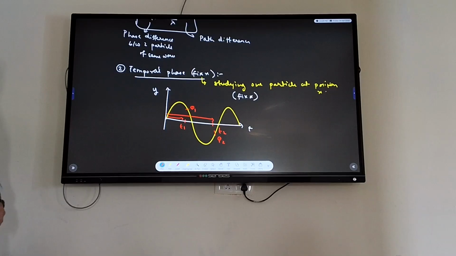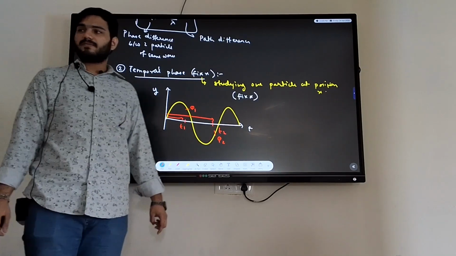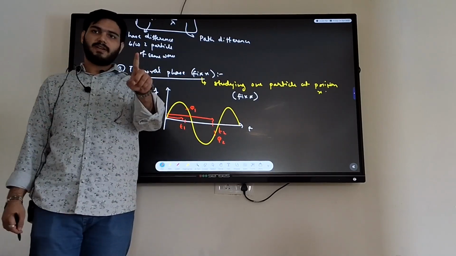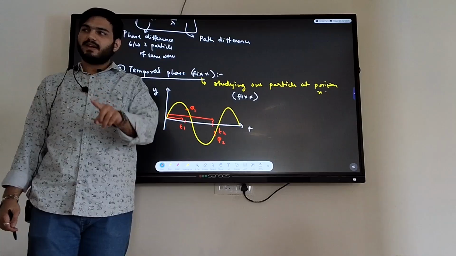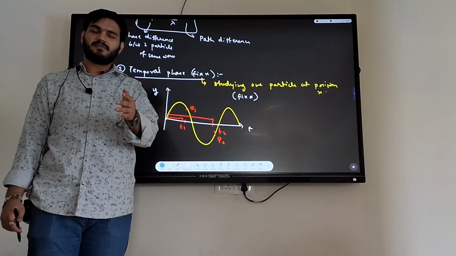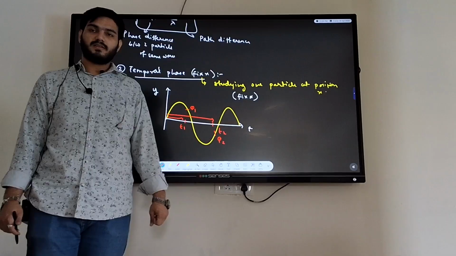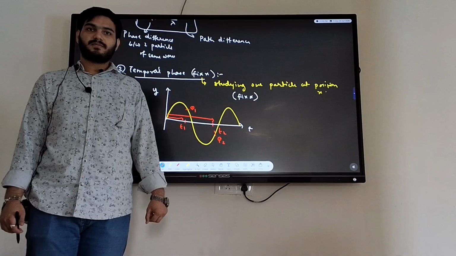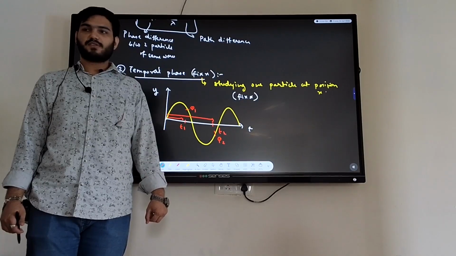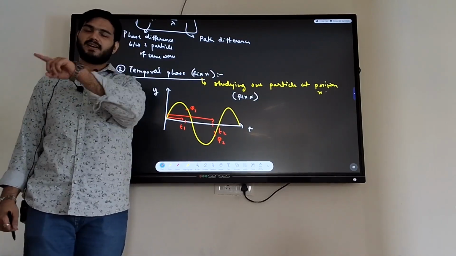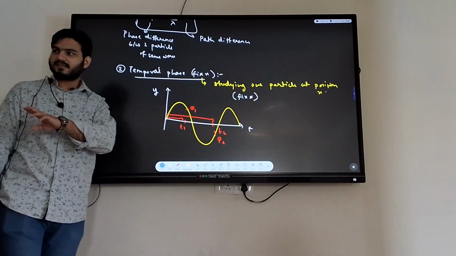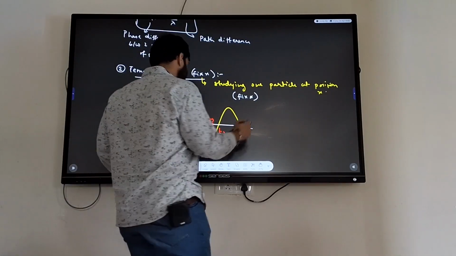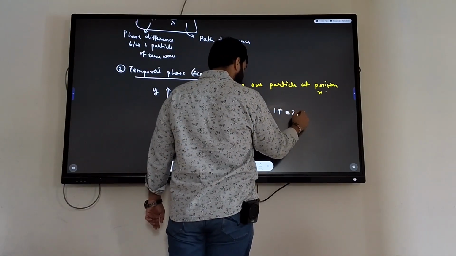Achha, by the way, in the spatial phase, I was talking about how one wavelength corresponds to 2 pi radians. In terms of time, what can I say then? What is the time for one wavelength? That's called the time period, na? So one time period corresponds to 2 pi radians. Does it make sense? Once you come back to the original position, one time period corresponds to 2 pi radians.